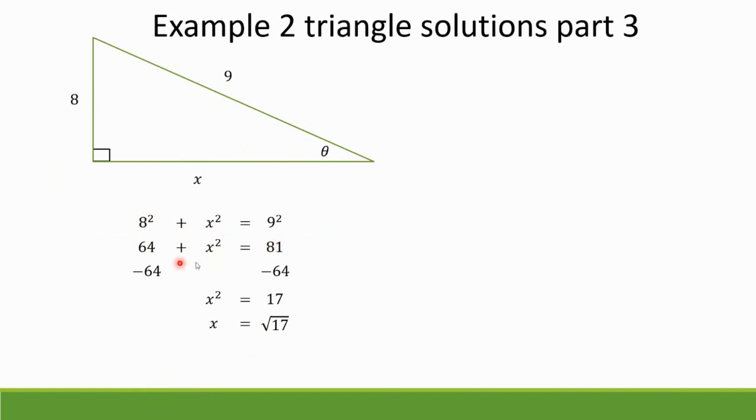What do we do next? Subtract 64. We want to get x all alone. So by subtracting, we get x squared equals 17. But we don't want x squared, we want x. So we take square roots. The length of this side is the square root of 17. Are there any questions on that?